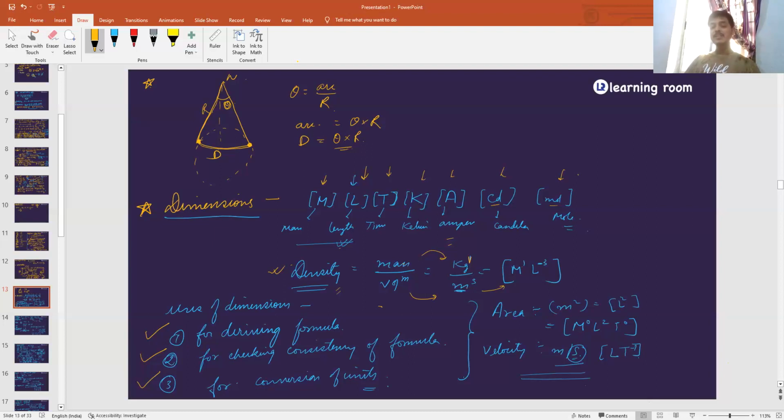Similarly, area will have the unit meter square. So dimension will be L square, mass to the power 0. We can write the same thing as mass 0, L square. Understood?